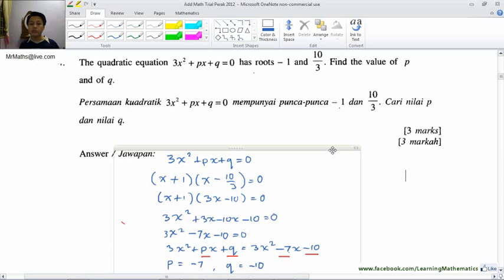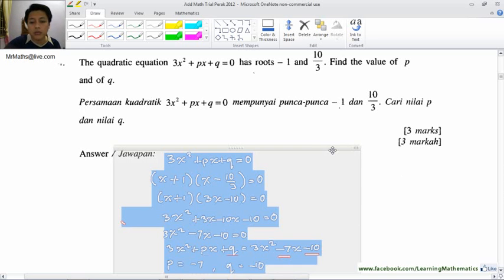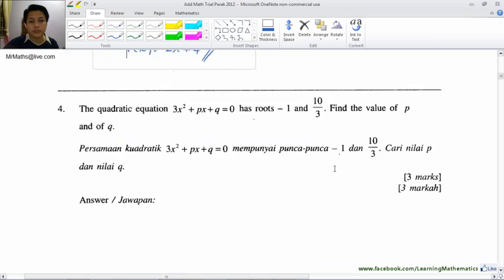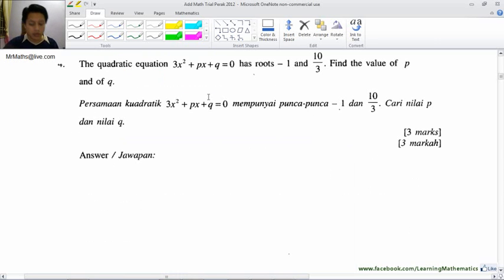Whichever suits you most, that's the way you should try. Whenever you find any similar question, you can try to solve the question using whatever method that you feel comfortable with. Okay, let's try to do that. Okay, we know that minus 1 and 10 over 3 are the roots. So what does it mean?